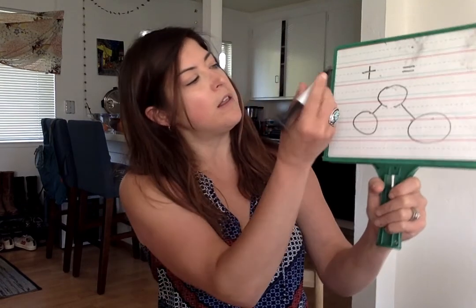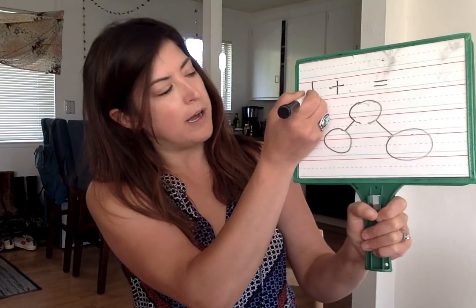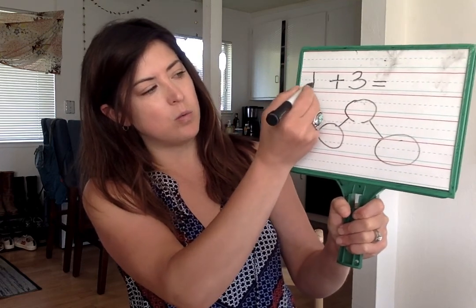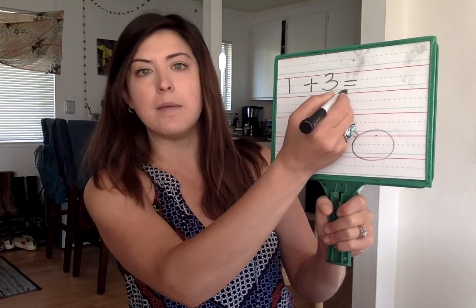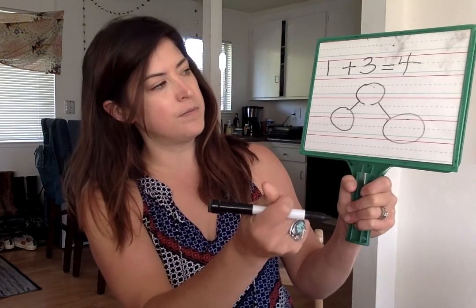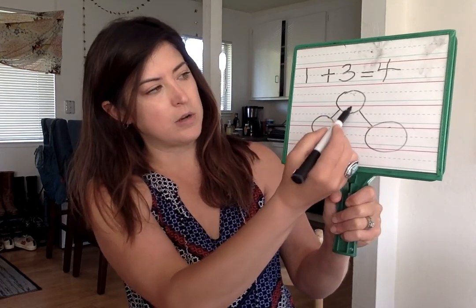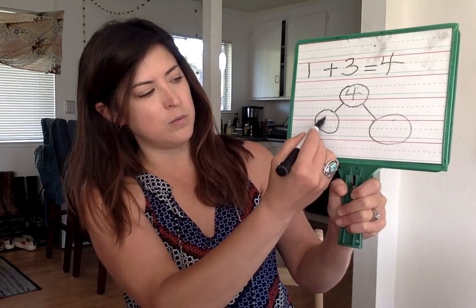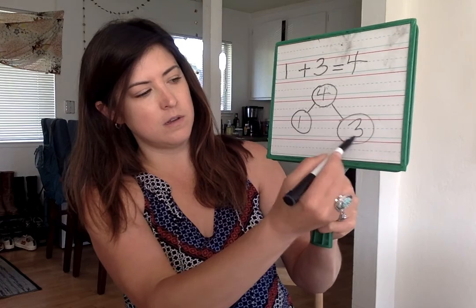Okay, help me write it. I started with 1, and I got 3 more. So 1 and 3 is the same as 4 altogether. Good. So what number goes up here? 4, 1, and 3.